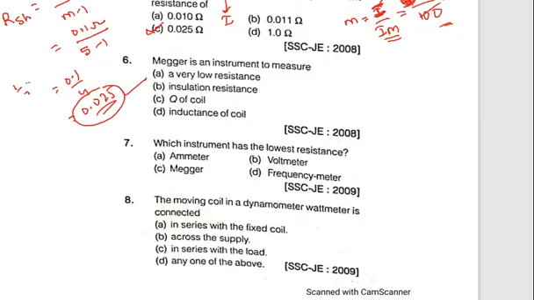Next one, a Megger is an instrument to measure which one? Megger is an instrument to measure insulation resistance. For measuring high values of resistance we use the Megger. And one more important point is, for measuring the insulation resistance we use the loss of charge method. This one is also very important. For measuring insulation resistance, one instrument is the Megger and another method is the loss of charge method.